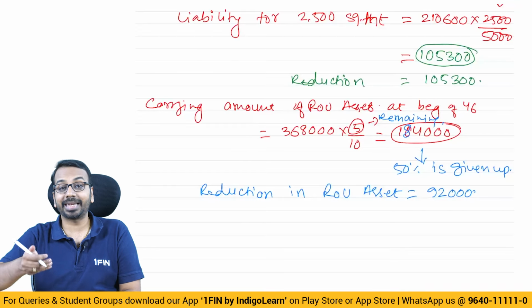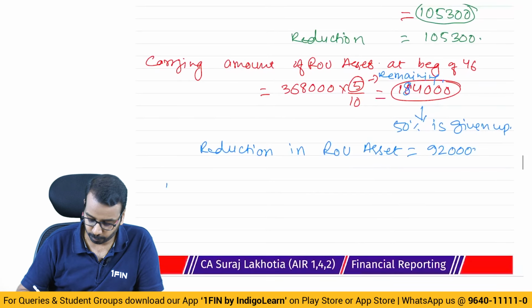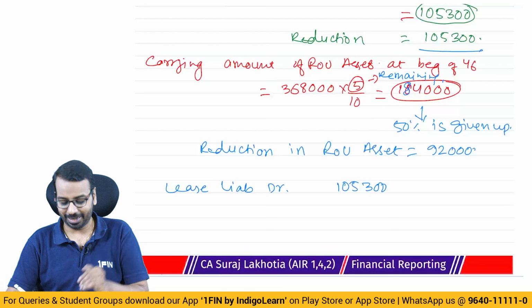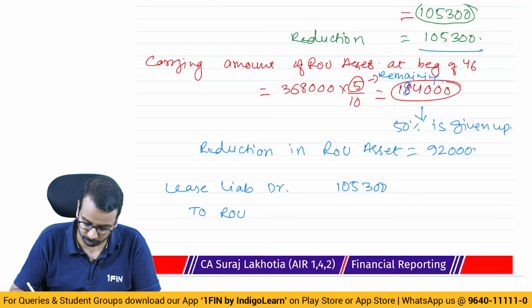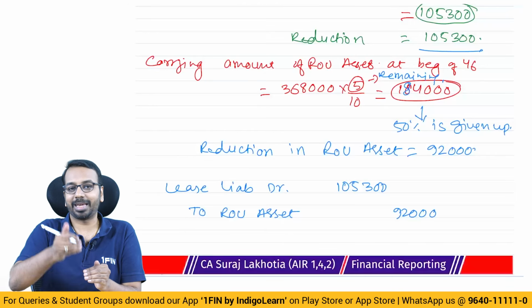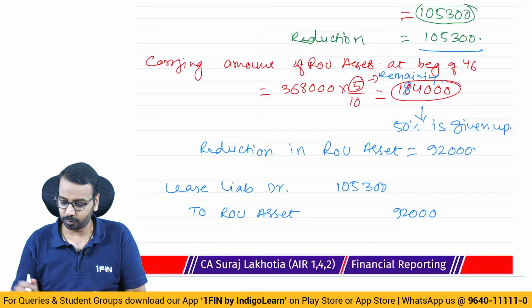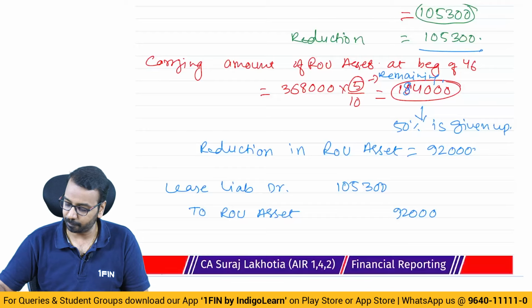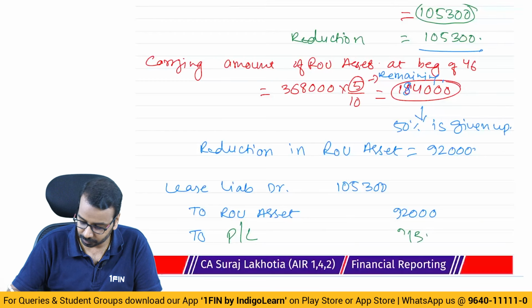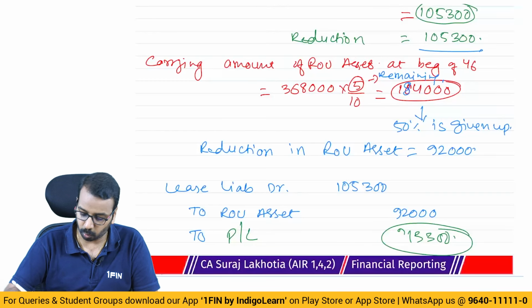Now think of it. The liability came down by 1,05,300, so we will debit lease liability 1,05,300, because we have to reduce the liability by that amount. The right of use asset has come down by 92,000. The difference, 1,05,300 minus 92,000, is 13,300. That 13,300 we will transfer as gain to the P&L.